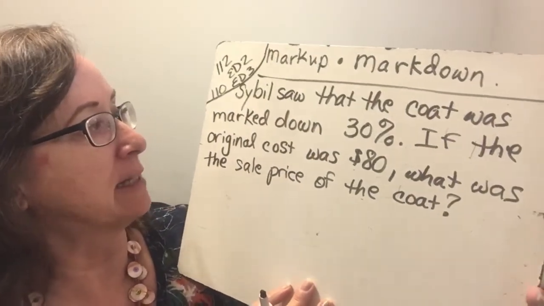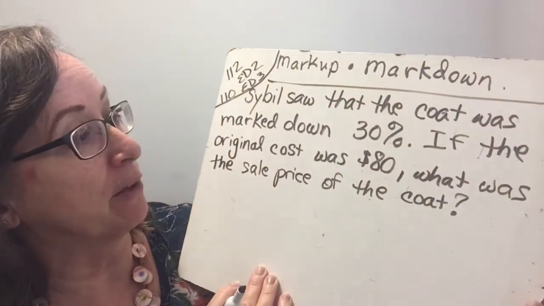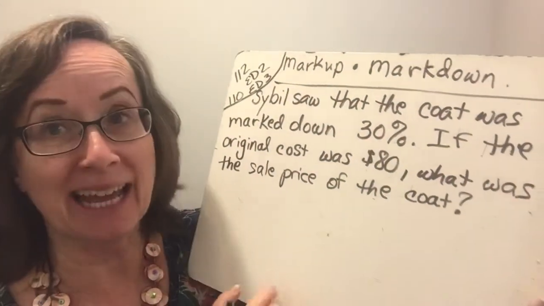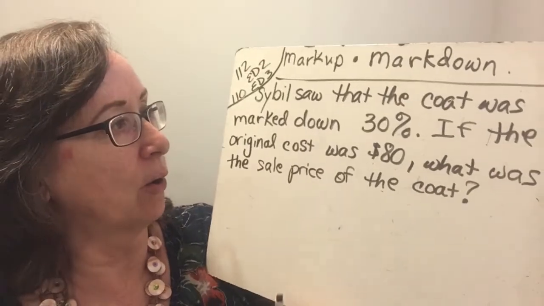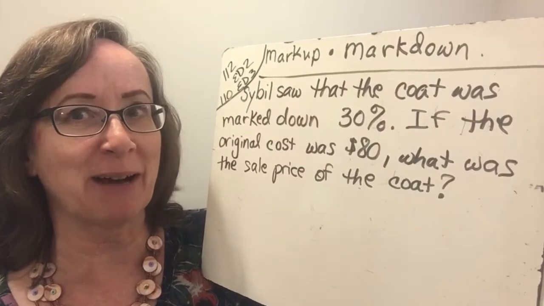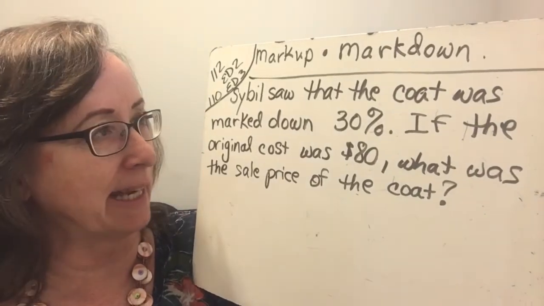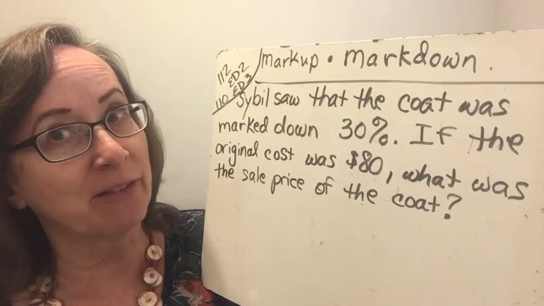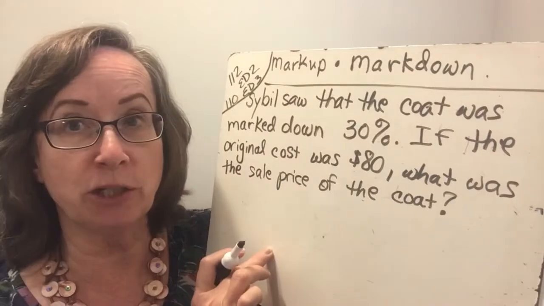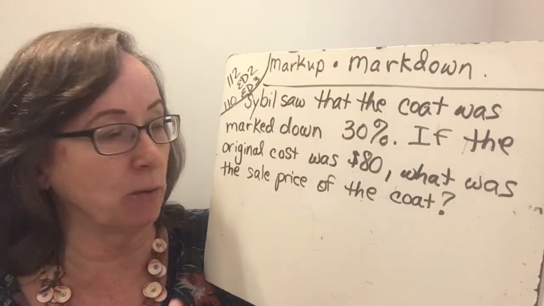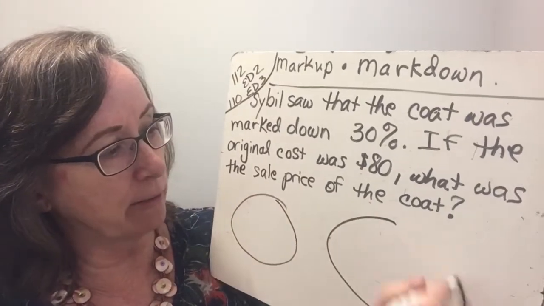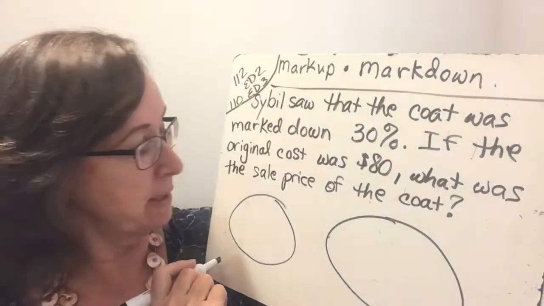Sybil saw that the cost of the coat was marked down 30%. If the original cost was $80, what was the sale price of the coat? It's on sale. She can see it's on sale for 30%, but they have not gotten around to marking off the original prices yet. So she has to do a little bit of math to figure out what she has to pay for this coat. I'm going to do this one the way your book is doing them, and I'm also going to do it the other way. Your book is using the little diagrams.